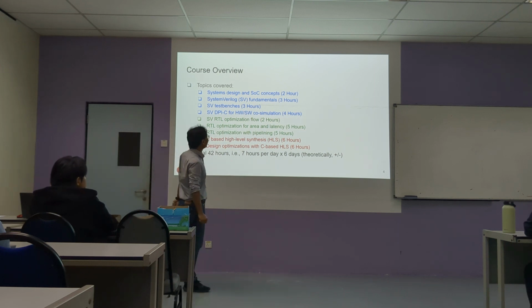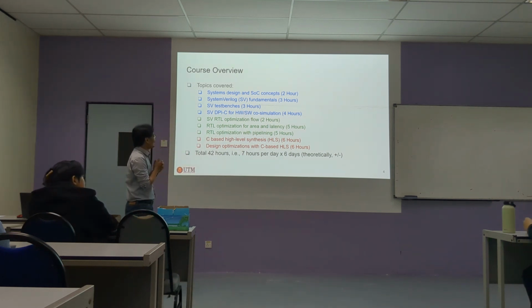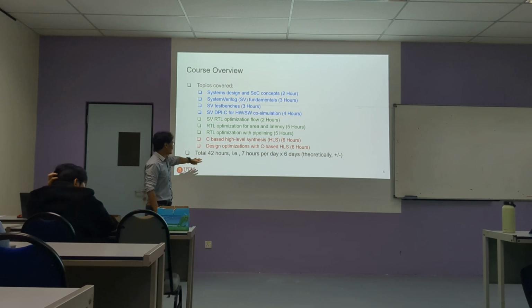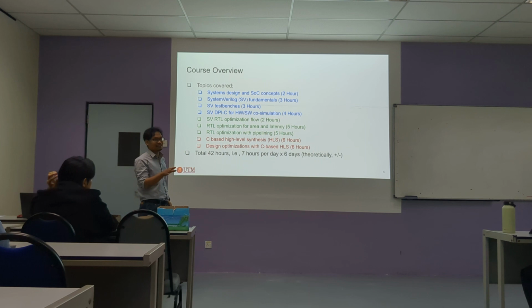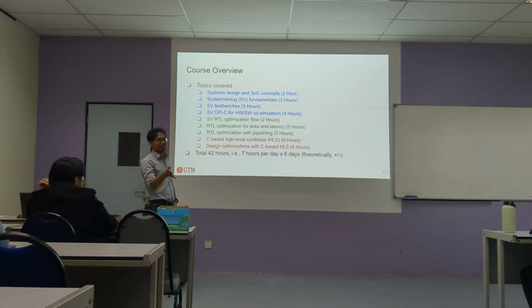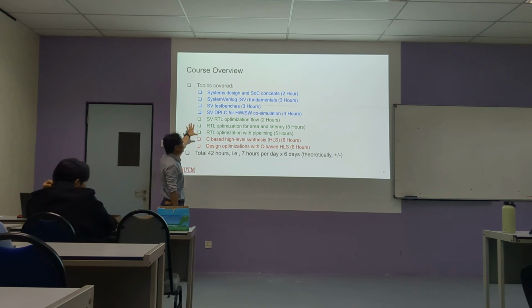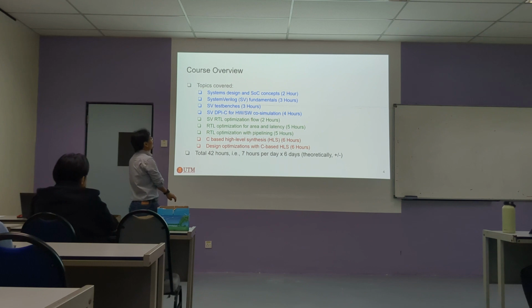Okay, I'm not going to follow exactly the hours, but basically we should cover a total of 42 hours for 3 credits. And we have 6 days of meeting, so theoretically plus minus 7 hours per day, right? 9 to 5, today and tomorrow, and then for 6 days. Of course, we'll see how it goes.